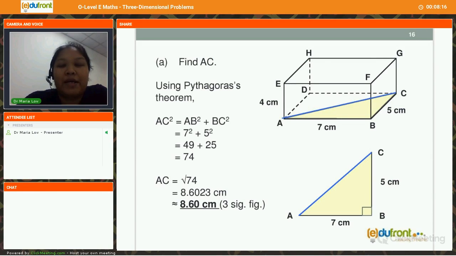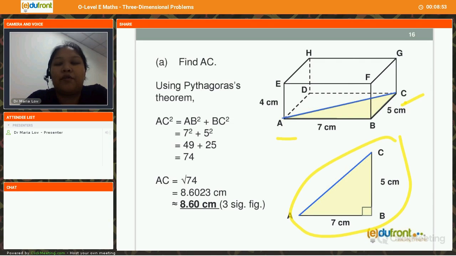For the first part, we need to find AC. If you look carefully at the diagram, AC is a blue line that joins point A to point C. So in other words, it's going to be a diagonal of the flat plane at the bottom. So what you can do is we have identified the plane ABCD, and therefore we have identified the right-angled triangle. In this case, it's actually ABC. Step number 2 is to draw the right-angled triangle that was identified earlier on. So this is actually the right-angled triangle that we have.